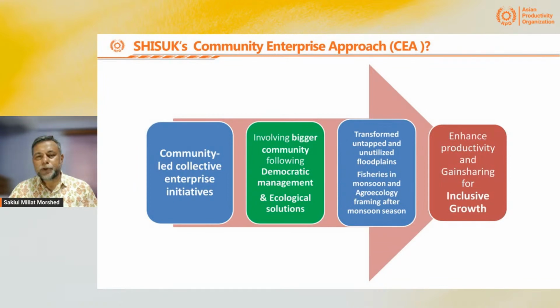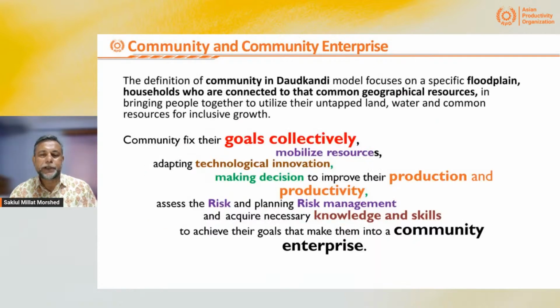And through this model, the community has transformed the untapped, unutilized floodplains. During monsoon they do fish culture, and after monsoon they do agroecological farming in the floodplain. By doing this, it enhanced the community's productivity, and also the gain sharing for inclusive growth. I would like to point out this particular word, inclusive growth, rather than the profit or benefit of a particular stakeholder or particular persons. It's inclusive growth we are explaining.